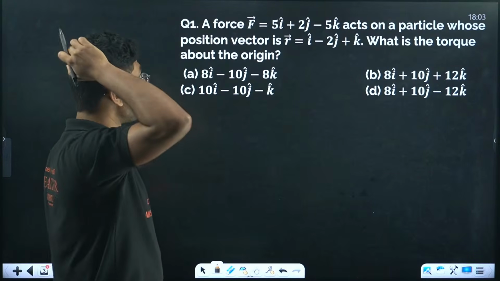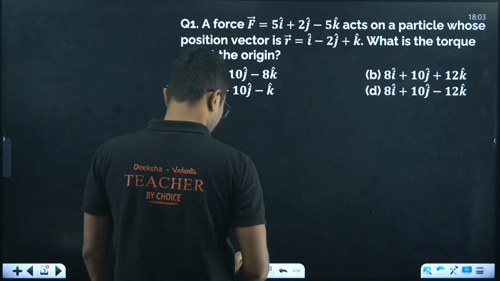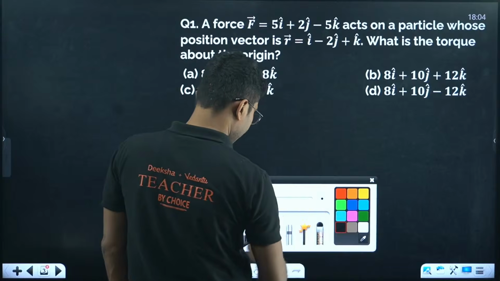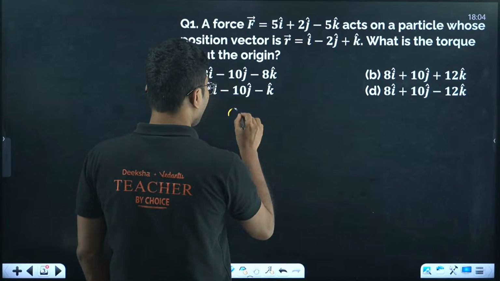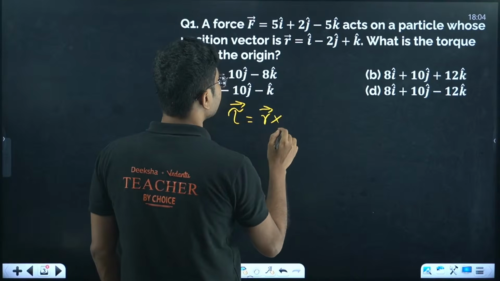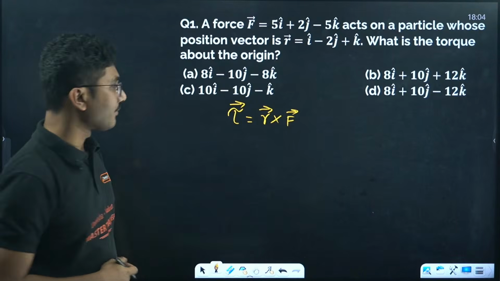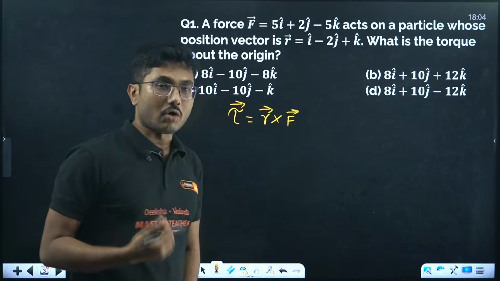Okay, so the force, how to calculate torque. Just a second, I need to change the color. So the torque is given by r cross F. Okay, torque is given by r cross F. Now how to do the cross product?